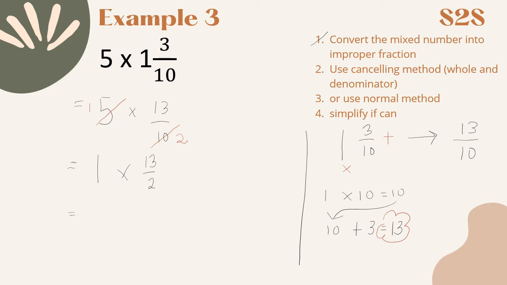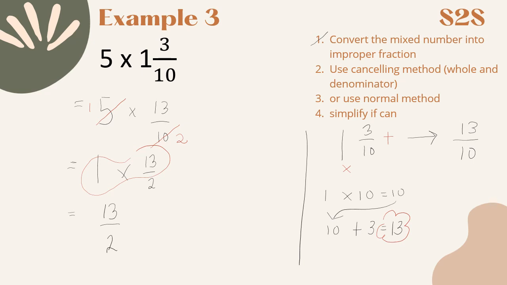For example, 1 times 2 is 2. 1 times 3 is 3. 1 times 13 is 13. So this is the same as 1 times 13 out of 2, which you can do by the normal method. 1 times 13 is 13 out of 2.